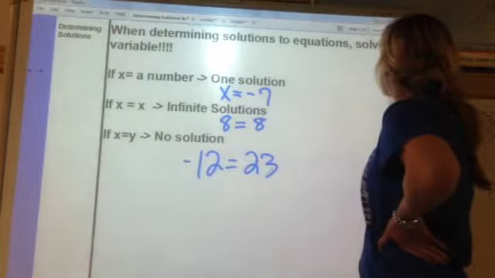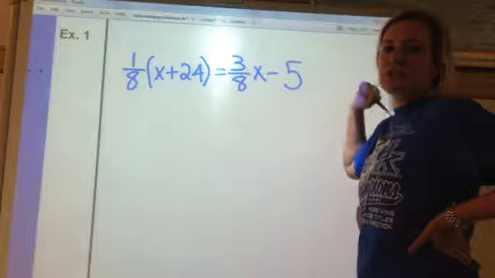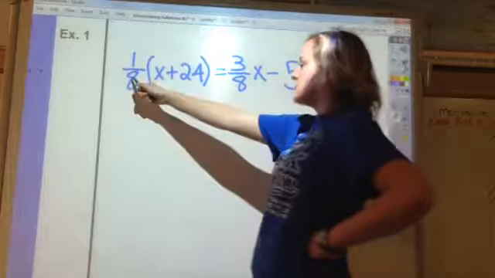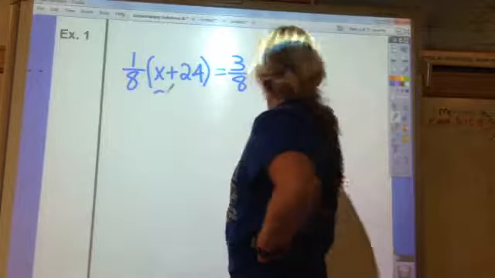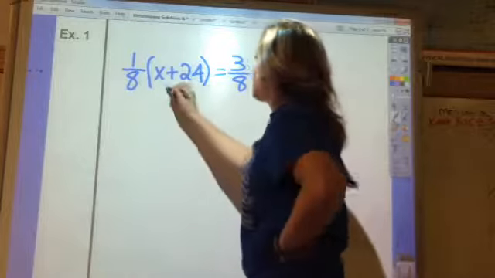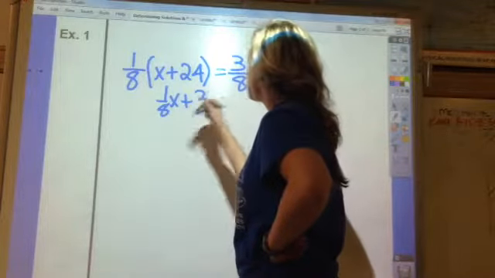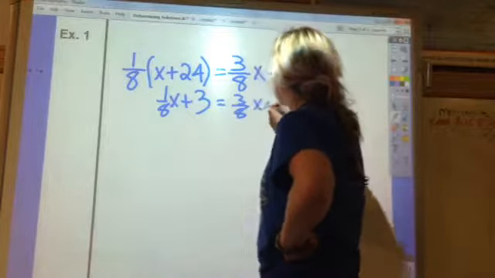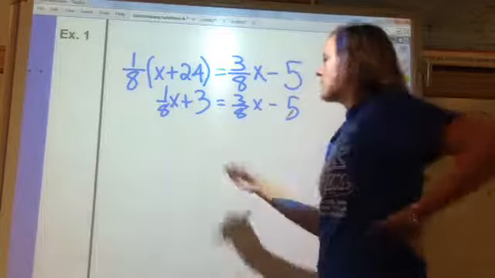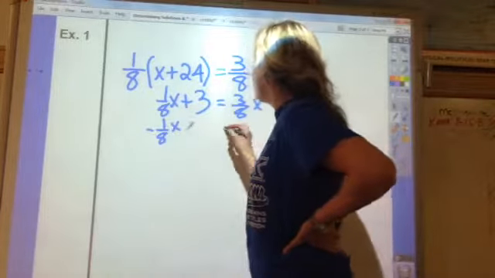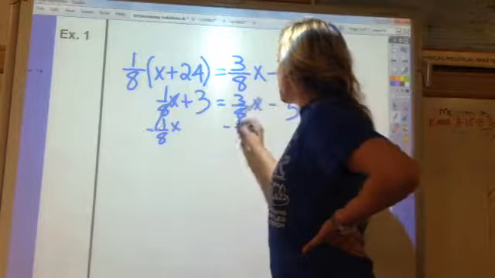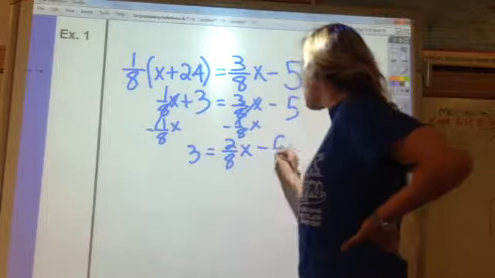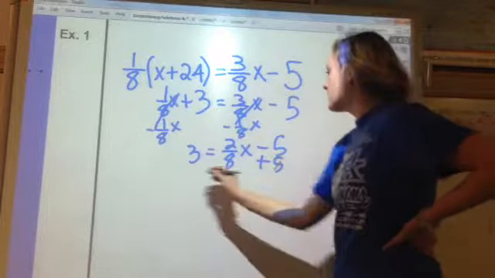Let's do an example. Make sure you have this example down in your notes page. Teachers will be coming around to make sure that you have this. Alright, so the first thing I look for is, do I have to distribute? If I distribute through, I have 1/8 times x, which gives me 1/8x plus 3, because remember 1/8 times 24 will give me 3, equals 3/8x minus 5. Now, I'm going to go ahead and subtract 1/8x from both sides. Those will cancel out. I'm left with 3 equals 2/8x minus 5.